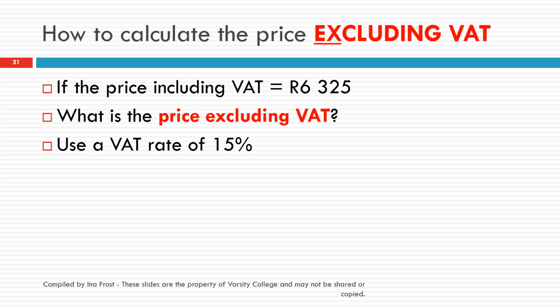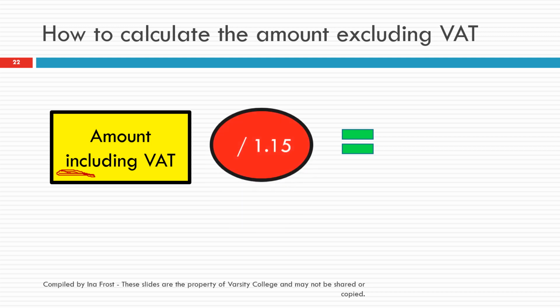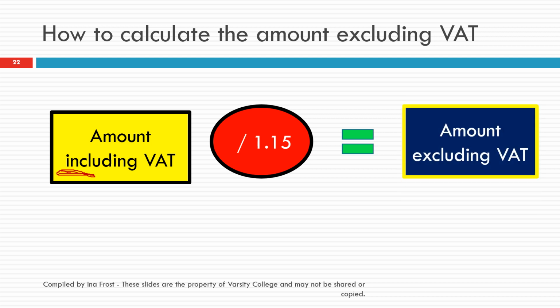The next type of calculation that we can require you to do is to work out the price excluding VAT if we give you an amount that already includes VAT. In this example, we say that 6,325 rand already includes VAT, and now we require you to work out the price excluding VAT. The formula is going to look like this. We're going to start with the amount including VAT, and we're going to divide it by 1.15. That's how you will calculate the price excluding any VAT.